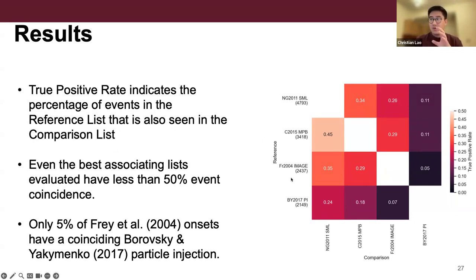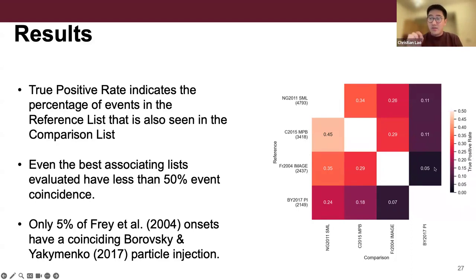So you can see from the heat map on the right here that even the best associating lists have less than 50% event coincidence. That's actually quite shockingly poor. The highest true positive rate is when you use the Chu list as the reference, or signature A, and the Newell and Gjerloev 2011 list as the comparison, or signature B. It means that 45% of Chu events have a coincident Newell and Gjerloev event, and that corresponds to about 1,500 events that are common to both.